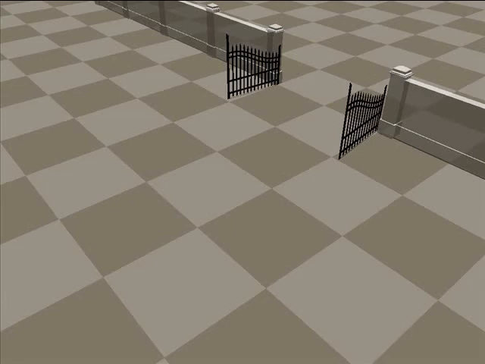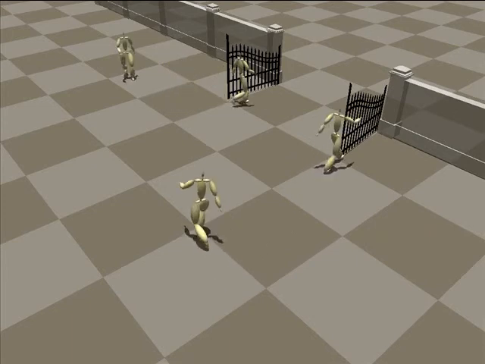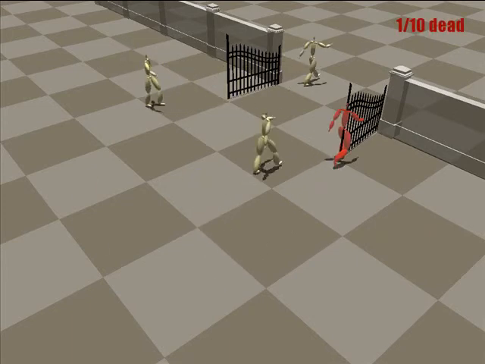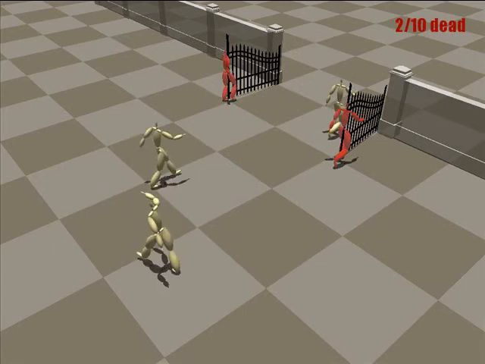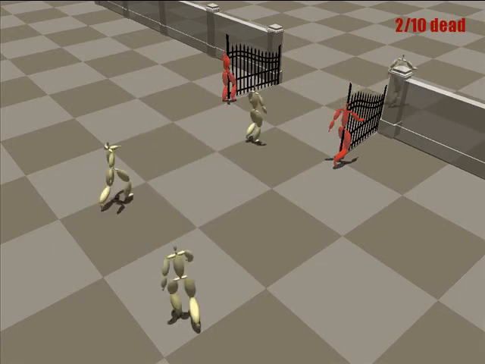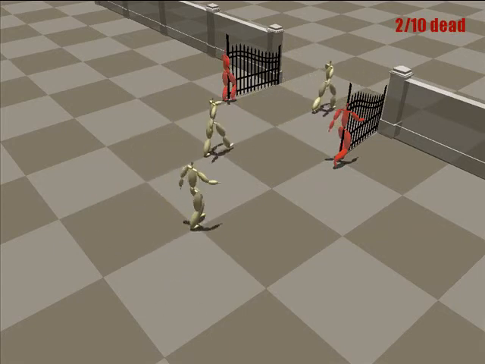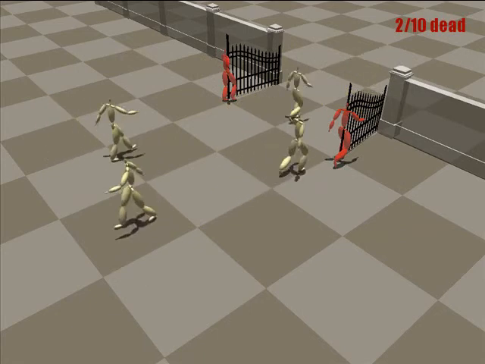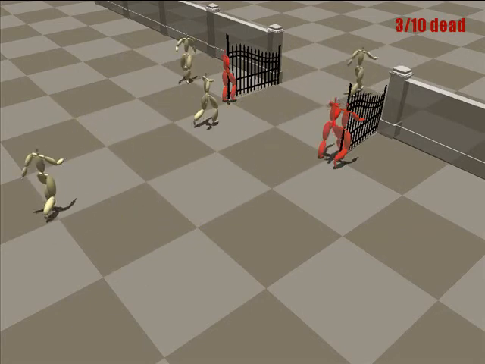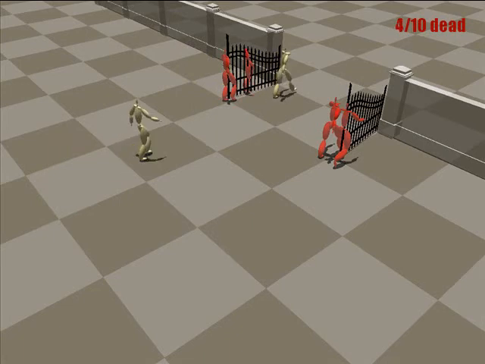With parameterized motions, the range of possible motions for the next time step is increased so that the characters can better react to obstacles. However, without planning, 4 of the characters still collide with the gate.